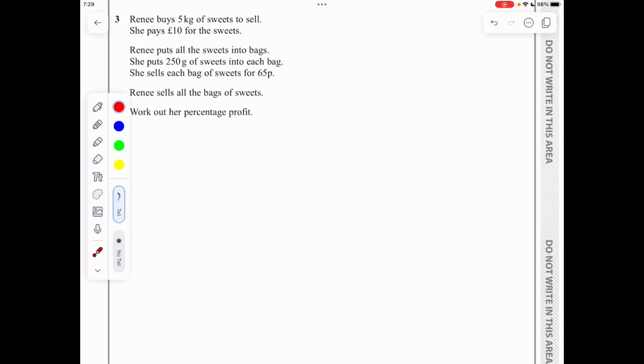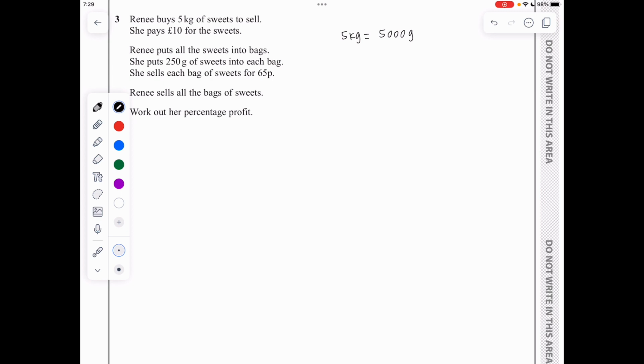In 3, Rene buys 5 kilograms of sweets to sell. She pays 10 pounds for these sweets. She puts them in bags of 250 grams each, selling them for 65 pence. We need to work out her percentage profit. I will start by converting the 5 kilograms into grams by multiplying by 1,000. So we've got 5,000 grams of sweets to start off with.